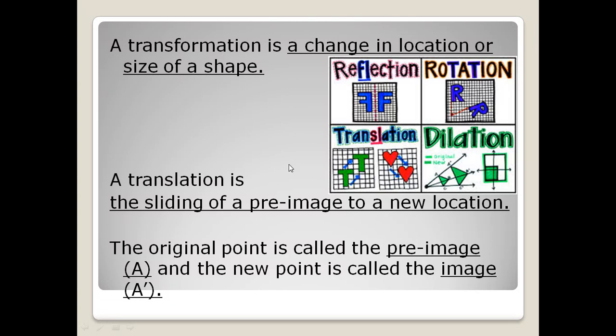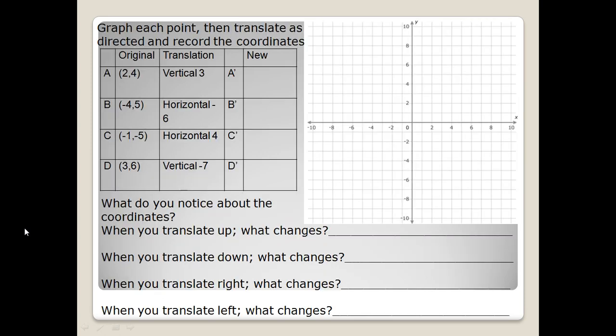And you're probably thinking, what's a pre-image? Well, the original point is called the pre-image, and that is shown by a capital A, for example. And the new point is called the image, which is capital A with the little dash mark, for example. Feel free to pause the video if you need to finish writing down the definitions.